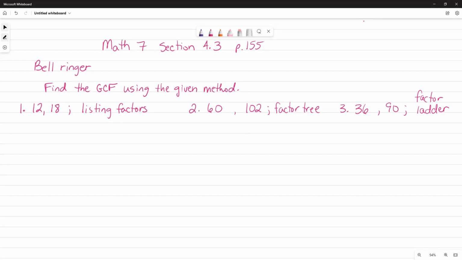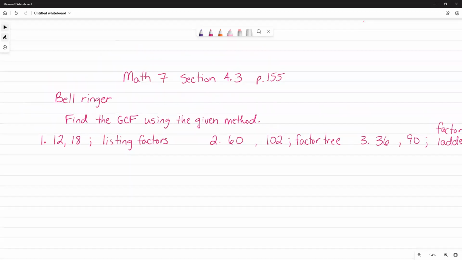All right. So listing factors, this kind of goes back to the first part before we even worked too much with prime numbers. So you're just listing all of the factors of 12 and 18, and then you're just telling me which one is the highest. So these don't have to be prime numbers. So what are the factors of 12?